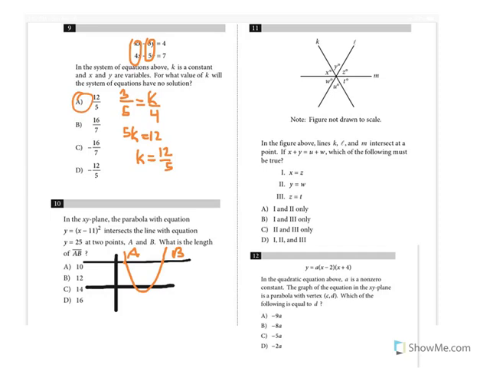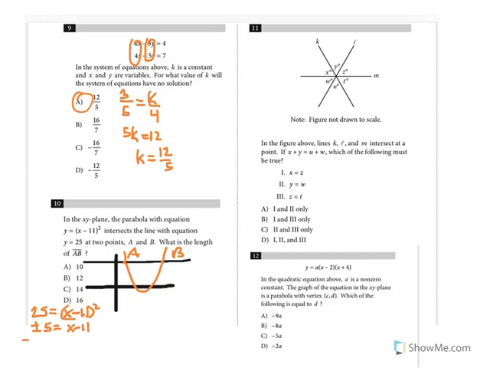Okay, now, in order for them to intersect, that means the two equations have to be the same, or the two equations have to be equal. So we're going to set 25 equal to x minus 11 squared. And now solving for x, take the square root of both sides. So positive and negative 5 equals x minus 11.